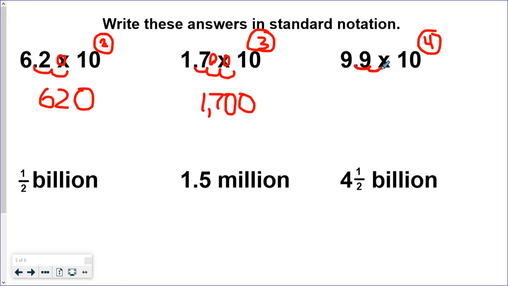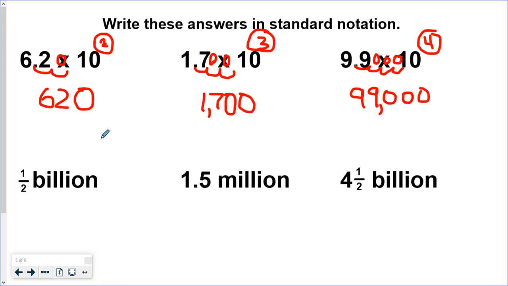1, 2, 3, 4. Notice that there are 3 gaps. I put a 0, 0, 0. I should see now that my answer has the 9 and the 9 with 3 zeros behind it. So the answer in standard notation is going to be 99,000.